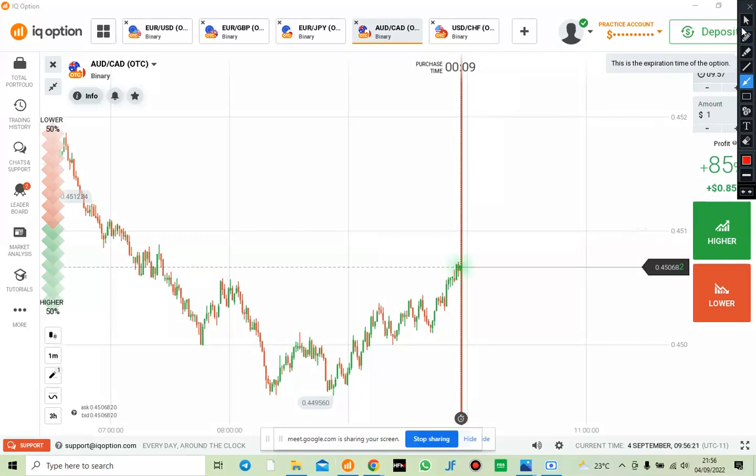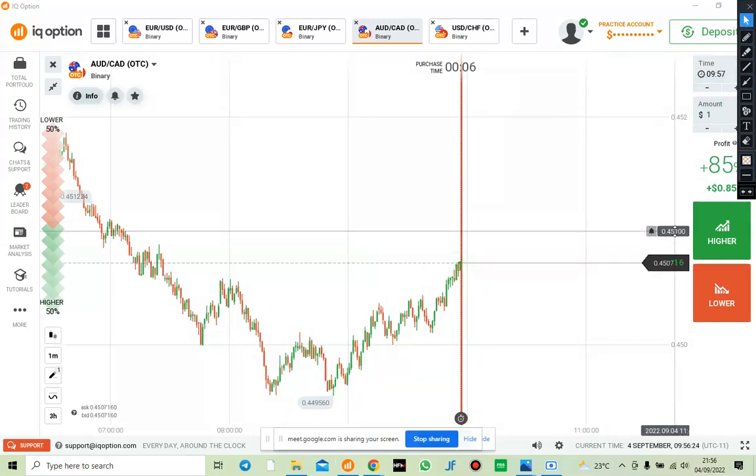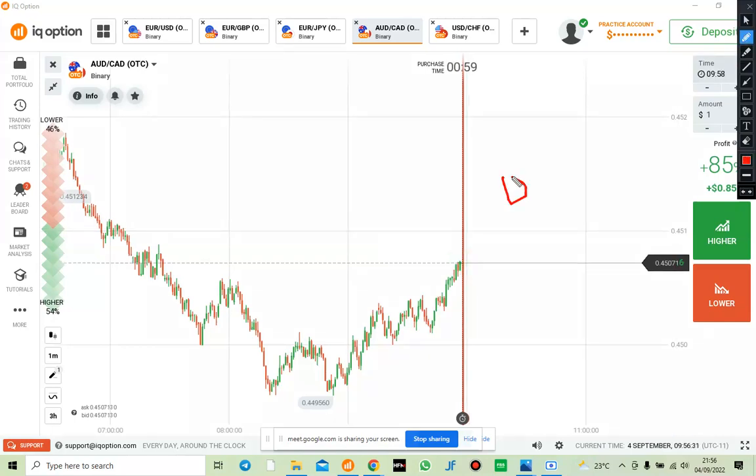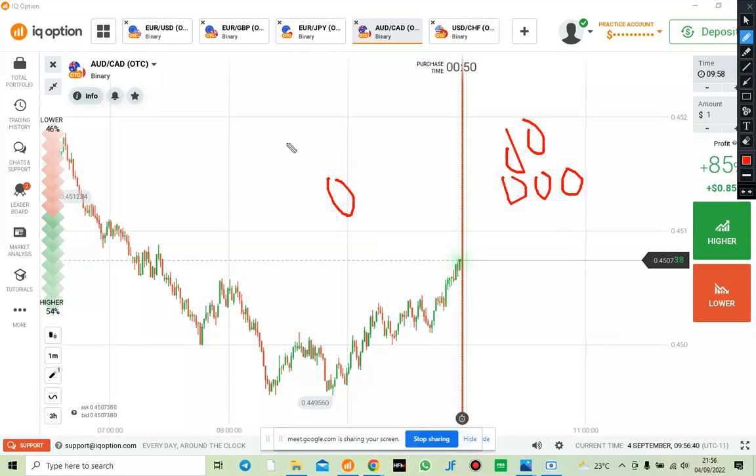How do I know that this is a whole number? When I place my cursor here, it seems that we have 0.45100. So a whole number can have double zero or triple zero. While a round number has 10, like 10, 20, 30, 40, 50, something like that. But a whole number starts from 100, 200, 300, up to, let's say, having triple zero.